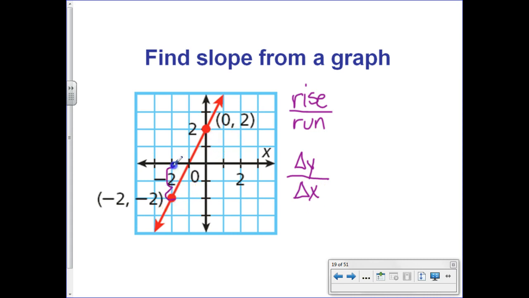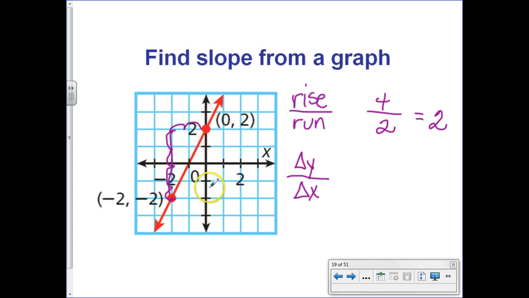like this one. We go 1, 2, 3, 1, 2, 3, 4. Sorry, the rise is 4. I went up 4, so that's positive. I went to the right 2. You get 4 over 2, which simplifies to plain old 2 or 2 over 1. And it's positive. That makes sense. We talked about yesterday how when it slants upward from left to right, that's a positive slope.